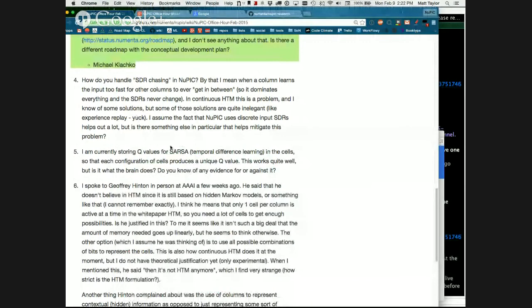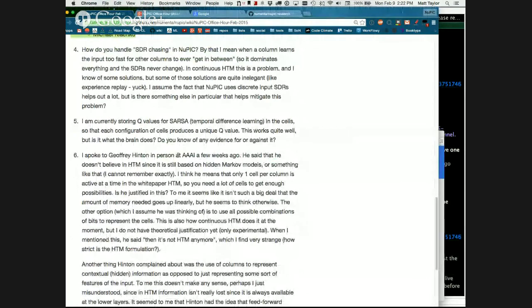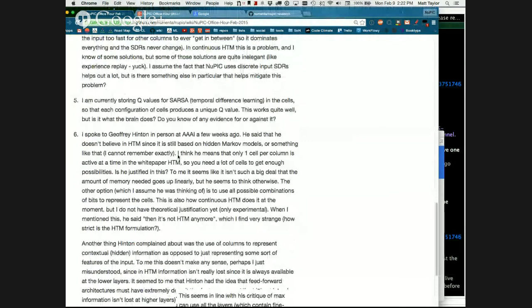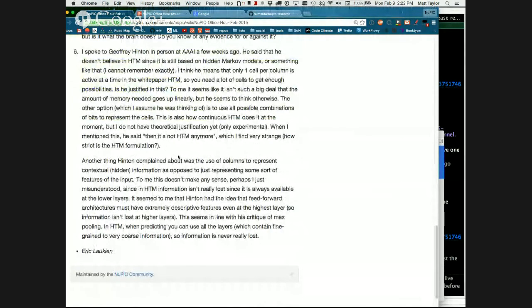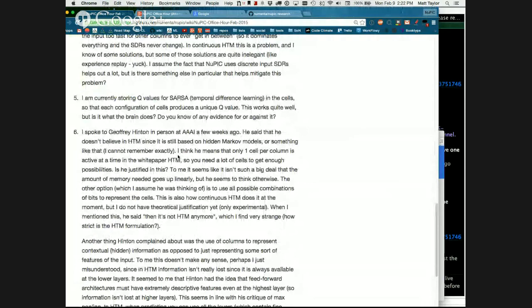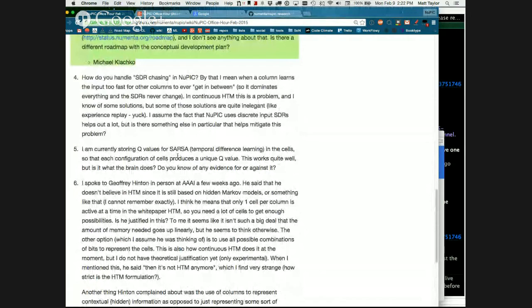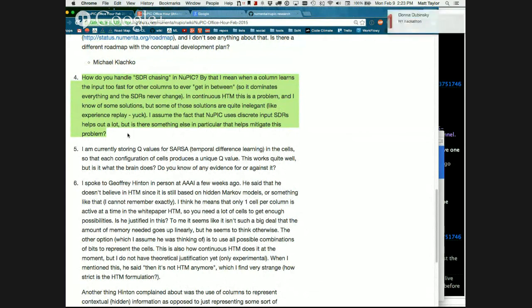Okay. Next question. I think all of these next several questions are from Eric Locken. He's the guy who's been working on the continuous HTM idea. I've been kicking around, connecting with him a little bit more closely. So his first question is, how do you handle SDR chasing in NuPIC? By that I mean when a column learns the input too fast for other columns to ever get in between, so it dominates everything and the SDRs never change. In continuous HTM, this is a problem, and I know of some solutions.